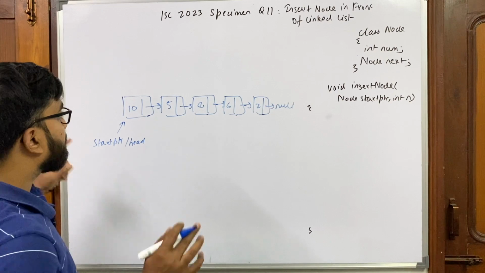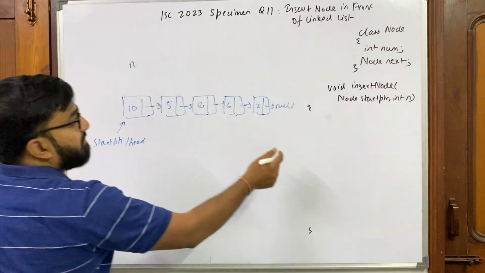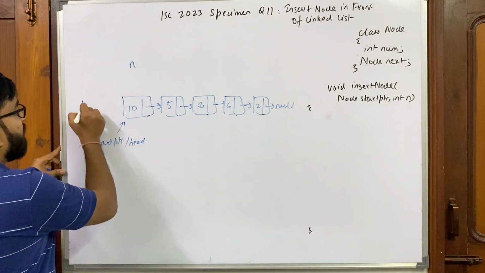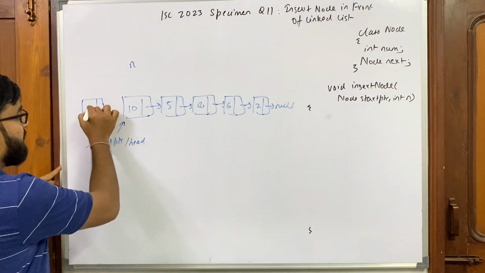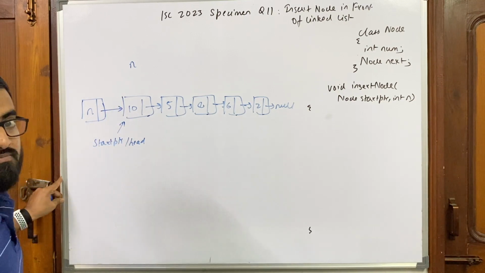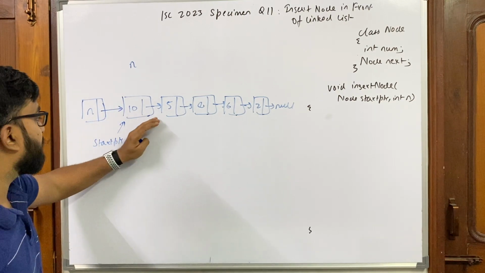So what they want is, suppose they want to insert a value n. I'm not taking a specific value, I'm just saying n. So I have to create a new node. n is the data. Next should point to the current head, which is the start pointer, and I'll leave this.